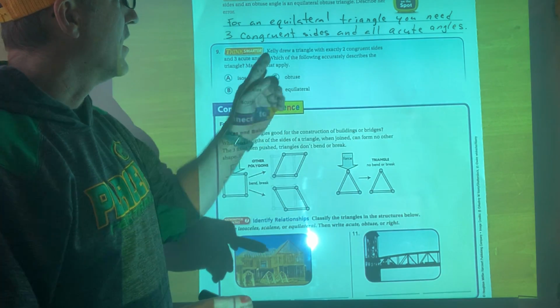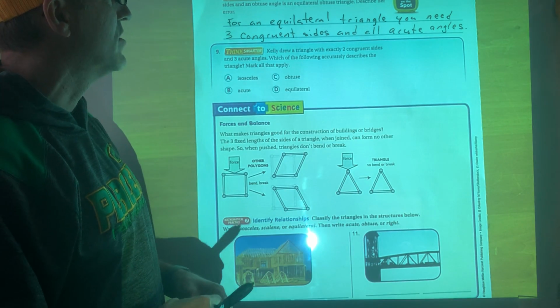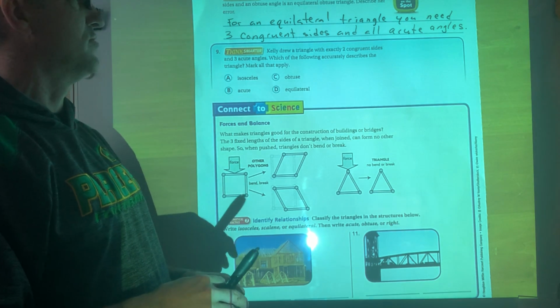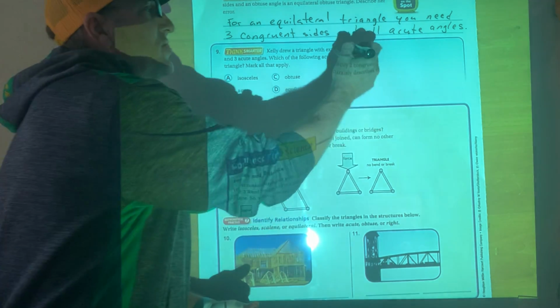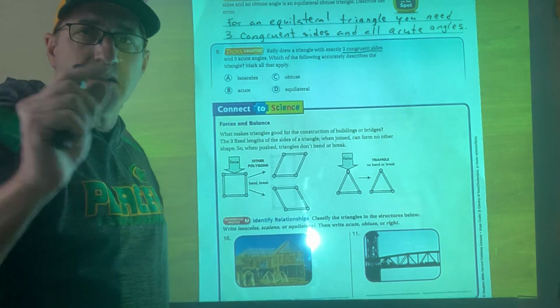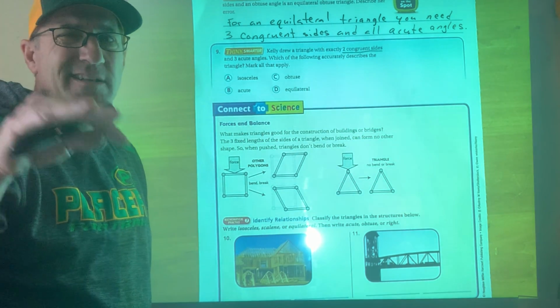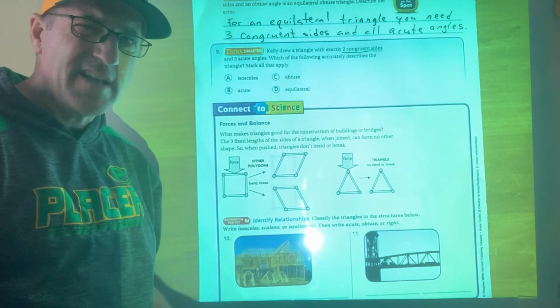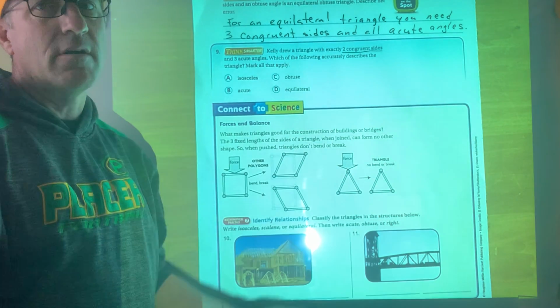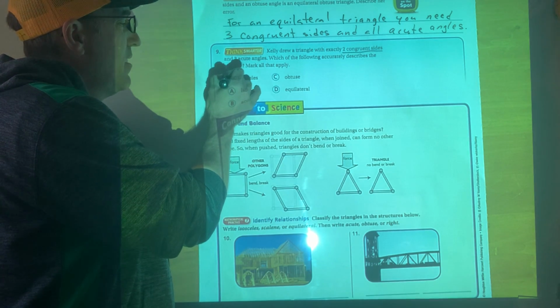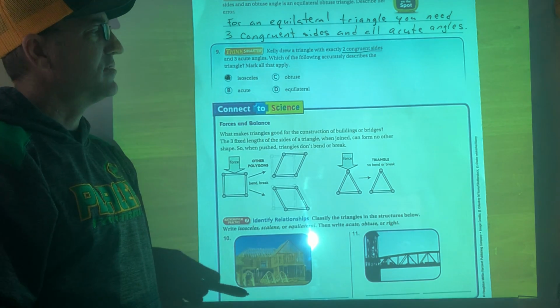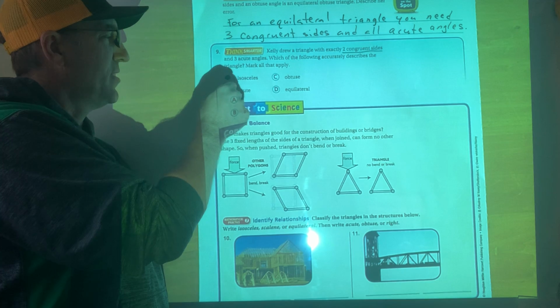All right, Kelly drew a triangle with exactly 2 congruent sides and 3 acute angles. Which of the following accurately describes the triangle? Mark all that apply. It says 2 congruent sides, which makes it, is it scalene? Nope, that's the ugly one with all the 3 different sides. Equilateral, we know they're all equal, so it must be isosceles. All right. And it says all acute, so it must be acute. I mean, that's pretty easy.